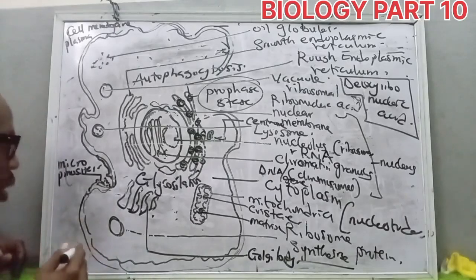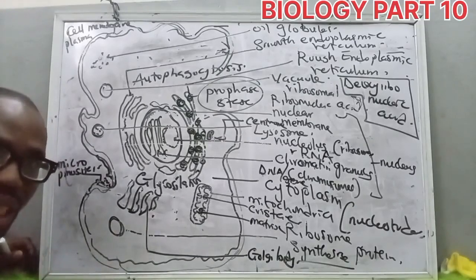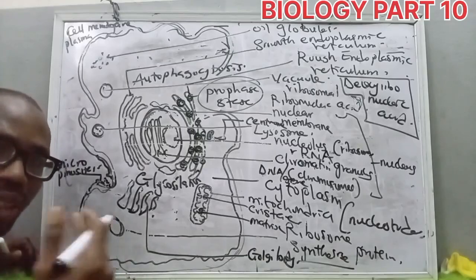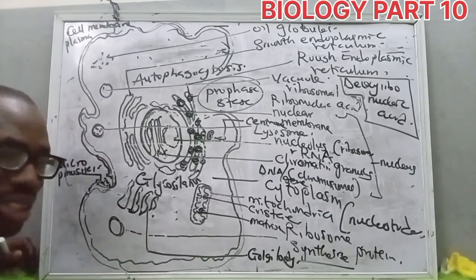When you talk about pinocytosis, it has to do with the cell taking in water. Pinocytosis, cell drinking, cell taking in water. Phagocytosis, cell taking in food substances, as the case may be.